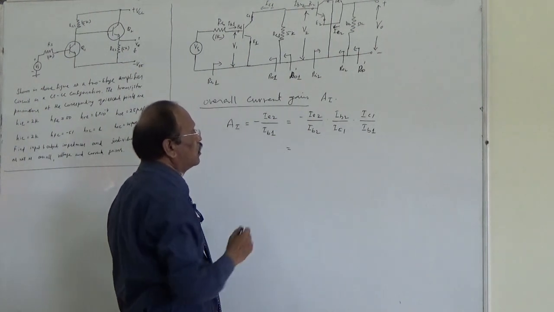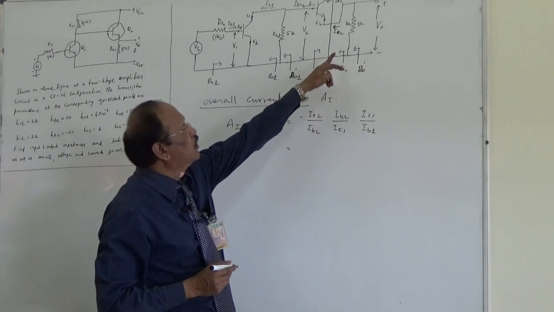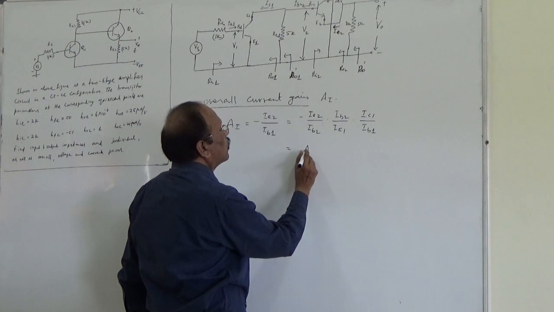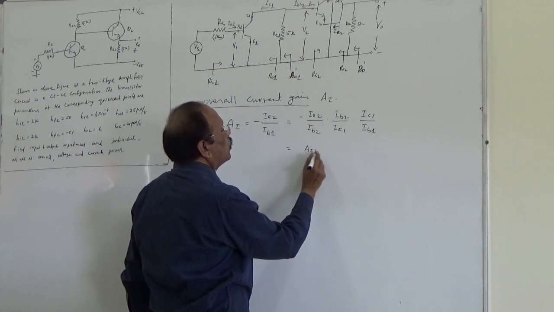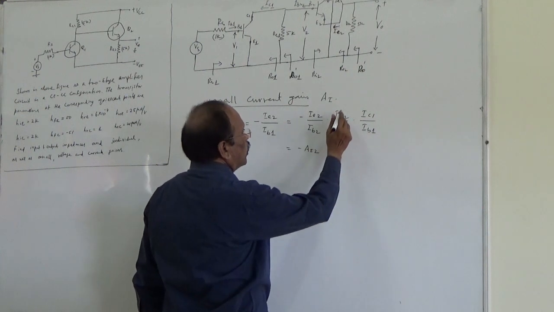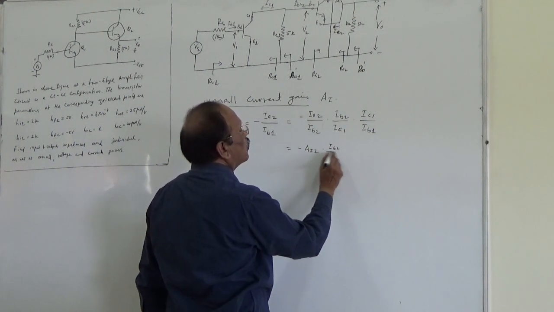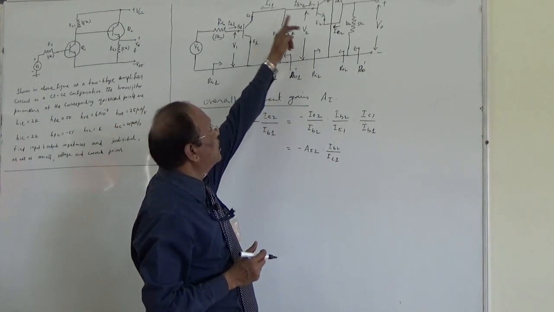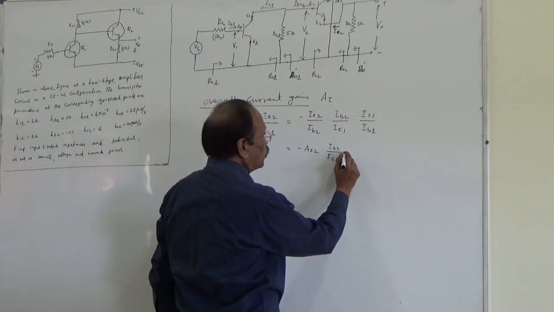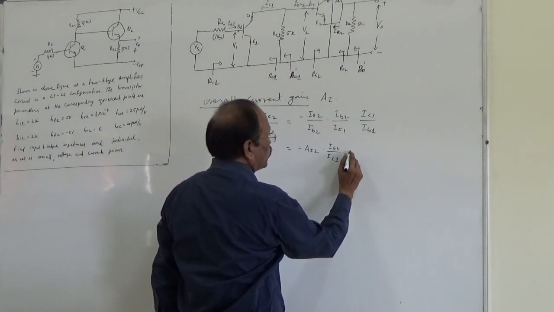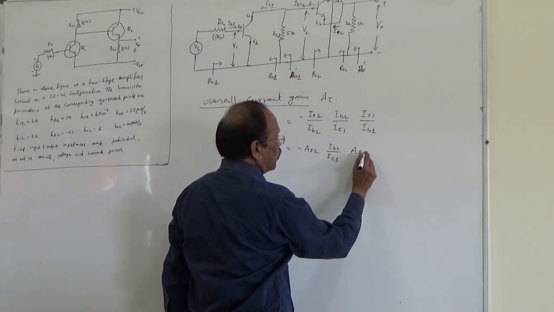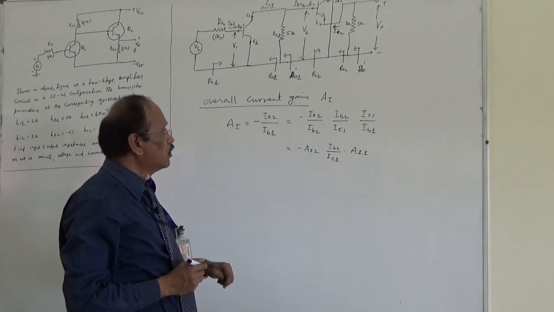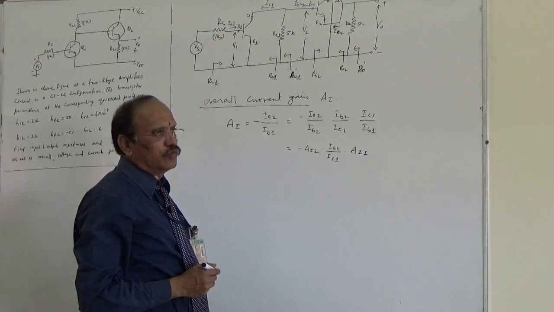But this minus IE2 by IB2 is the current gain of the second stage, so we can call it AI2. IB2 by IC1 is base current to collector current, because the same thing is coming here, and this one, IC1 by IB1, is the current gain for the first stage. So now we have to determine this IB2 by IC1.